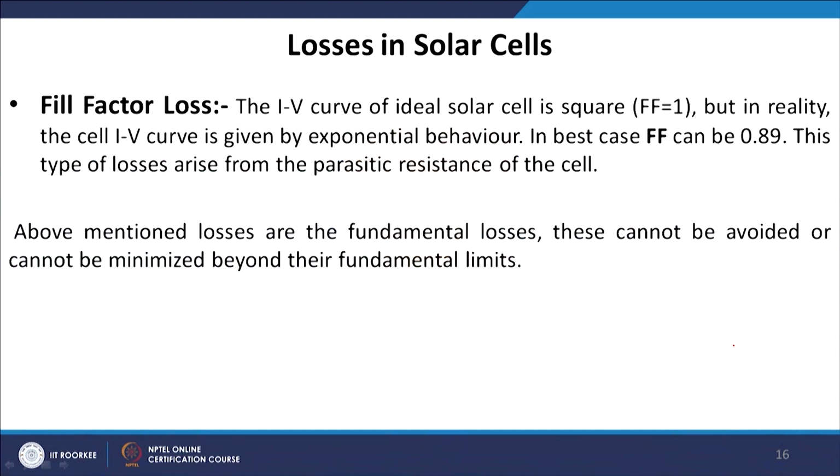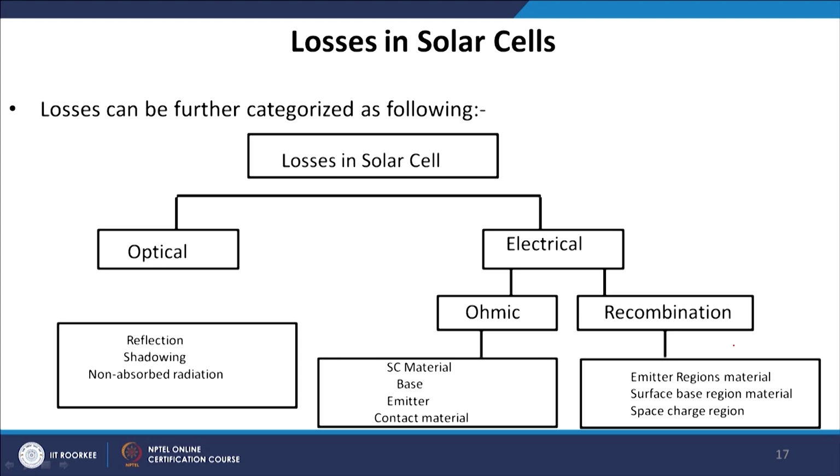From the thermodynamic Shockley-Queisser limit, we have learned that there is a limit on the maximum efficiency for single junction solar cells, and that limit comes from thermodynamics. But even considering that thermodynamic limit, these are the sources of loss which contribute to lower efficiency in a solar cell. These losses can be broadly categorized into two factors. One is the optical loss, another is the electrical loss.